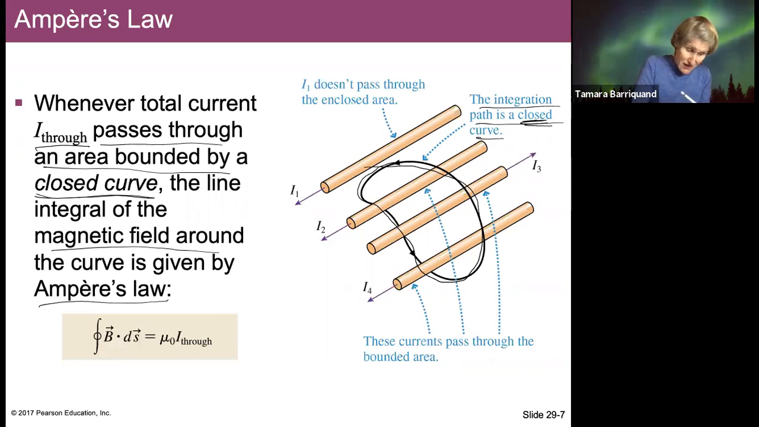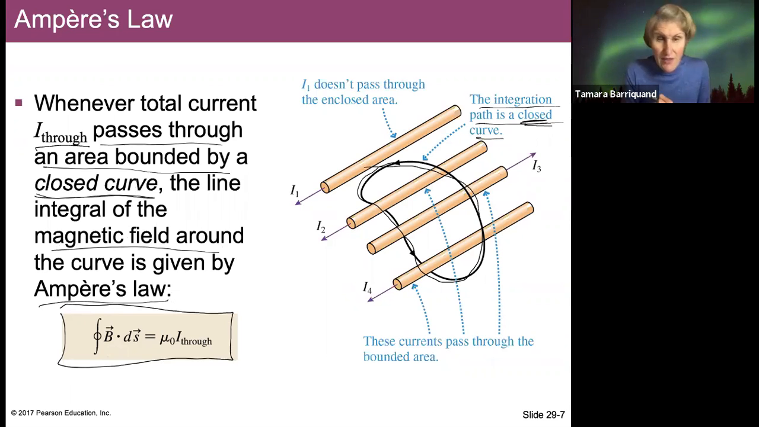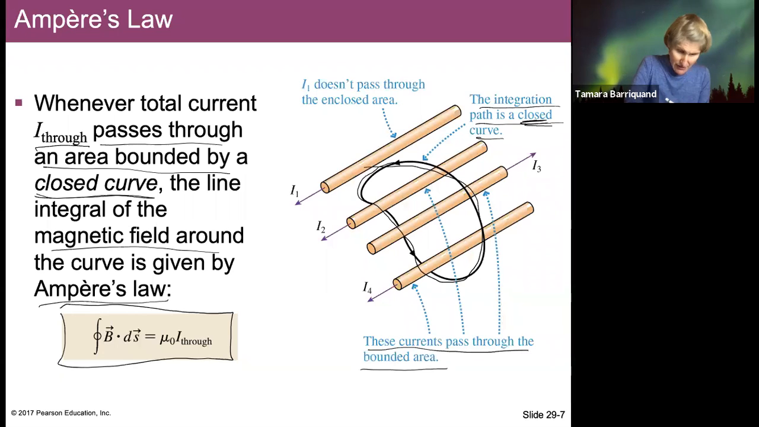And that will be what we just saw. The closed integral of B dot ds is equal to mu naught times I through, whatever is going through that closed curve. So in this schematic, there are currents that pass through the bounded area. Current I2 passes through the bounded area, current I4 passes through the bounded area, and current I3 goes through the bounded area in the opposite direction. So if we add up I2 and I4 and subtract I3, that is the total current I through.